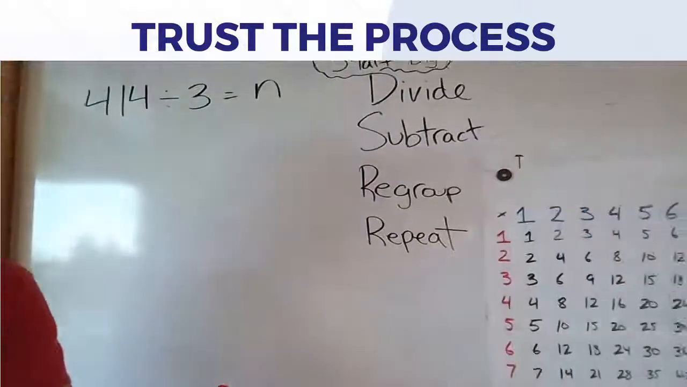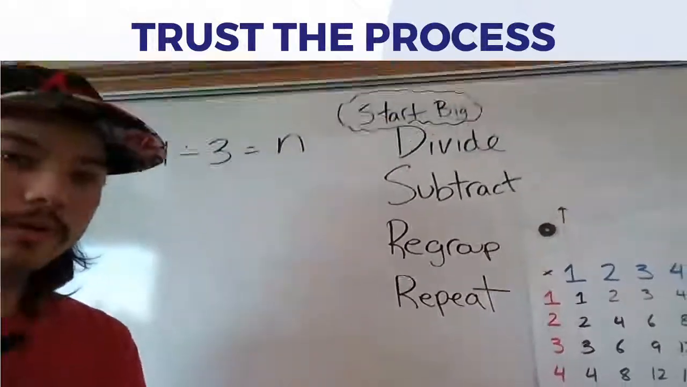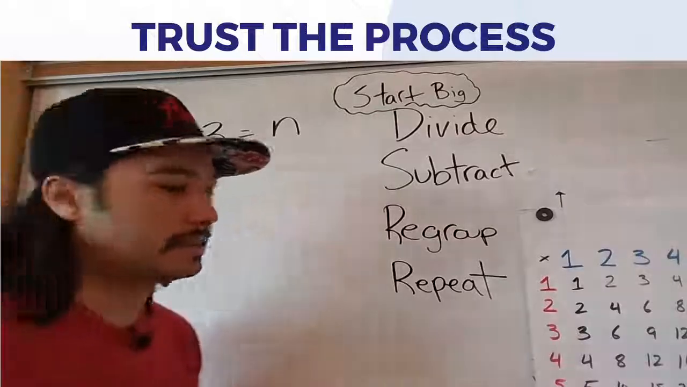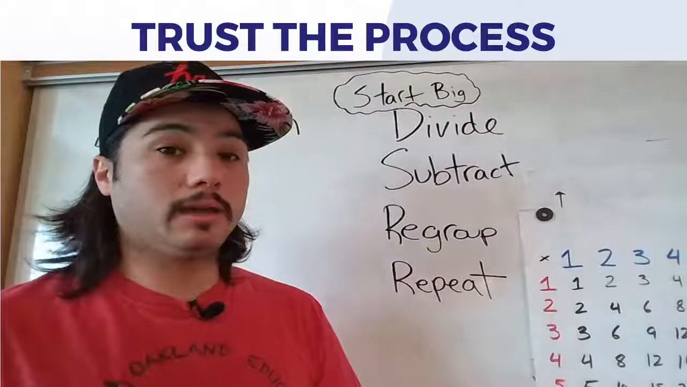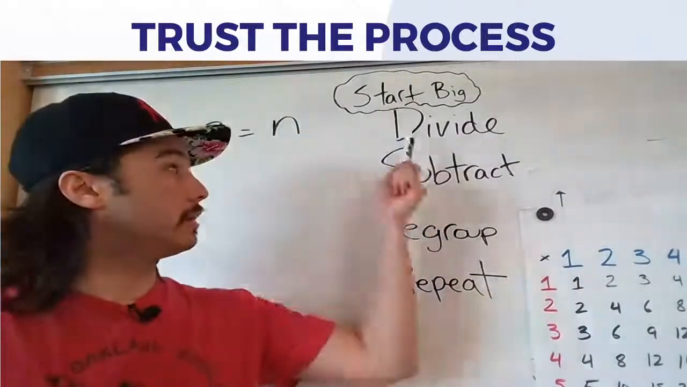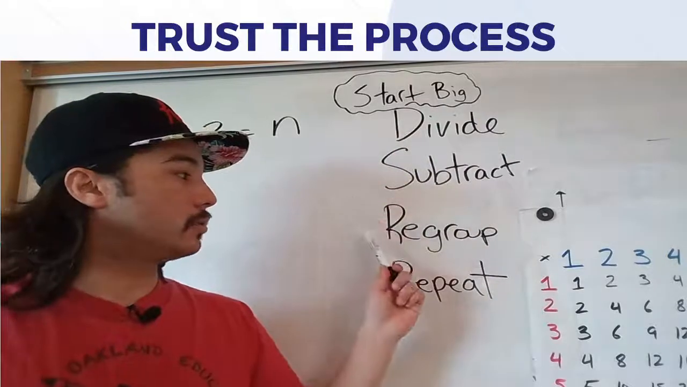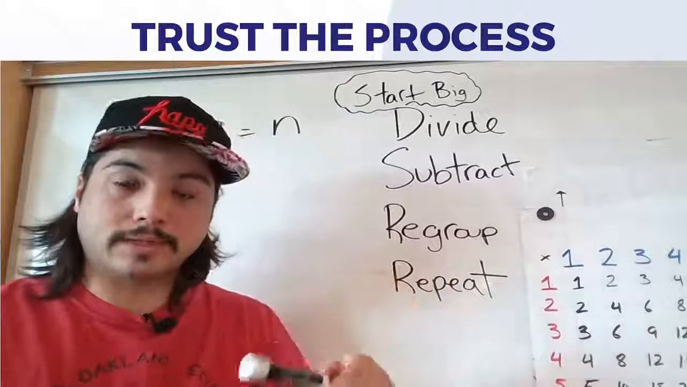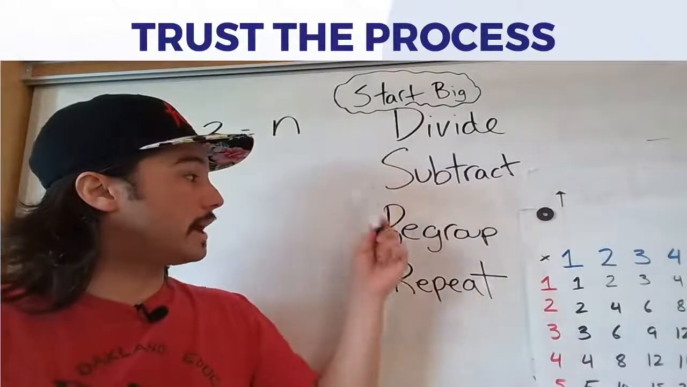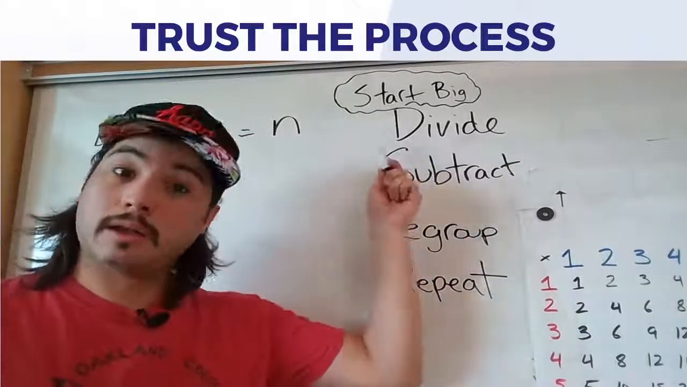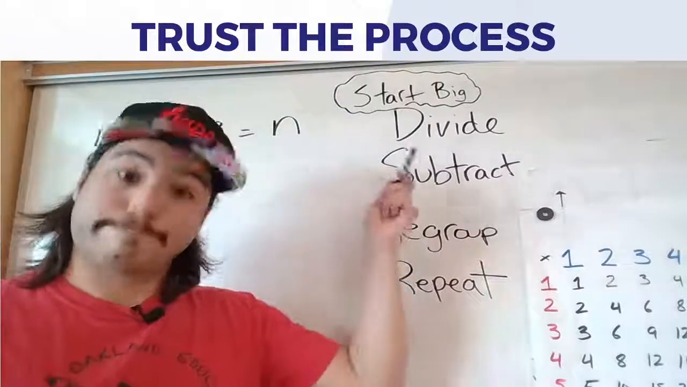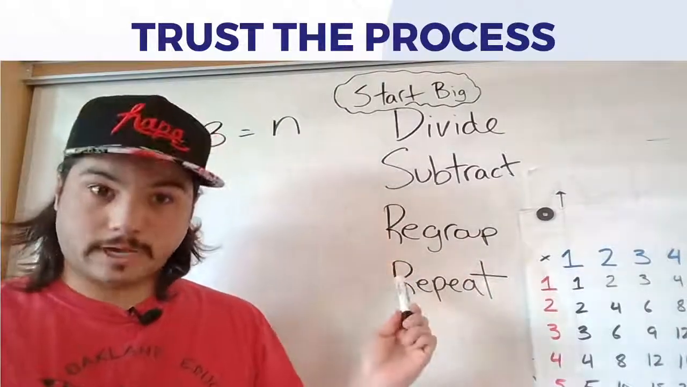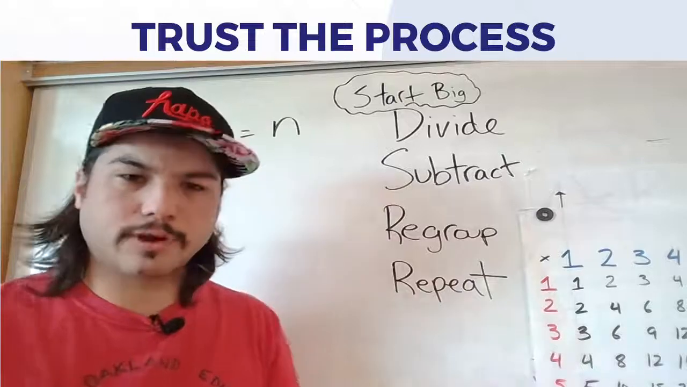So with the standard algorithm for division, we're going to take this problem here, 414 divided by 3. I'm going to scoot it a little bit closer. There we go. 414 divided by 3, and I've got the steps right over here. Essentially what we're doing is we're going to divide, subtract, regroup, repeat. Say that 3 times at home. Divide, subtract, regroup, repeat. Remember that.